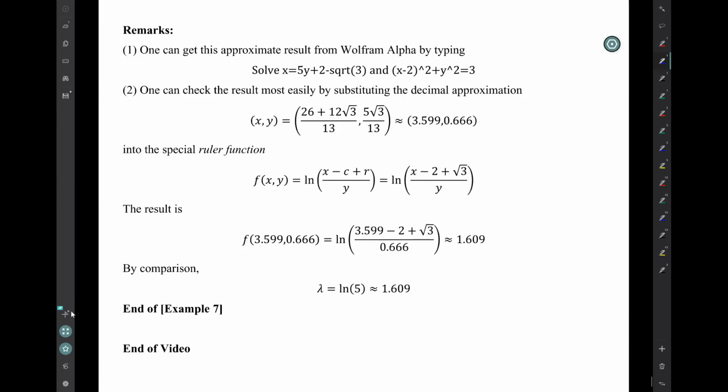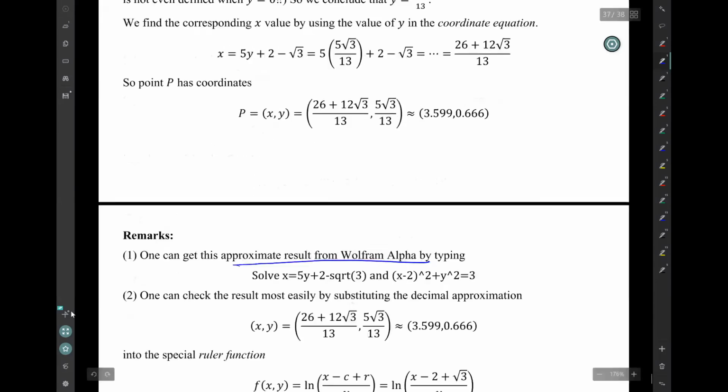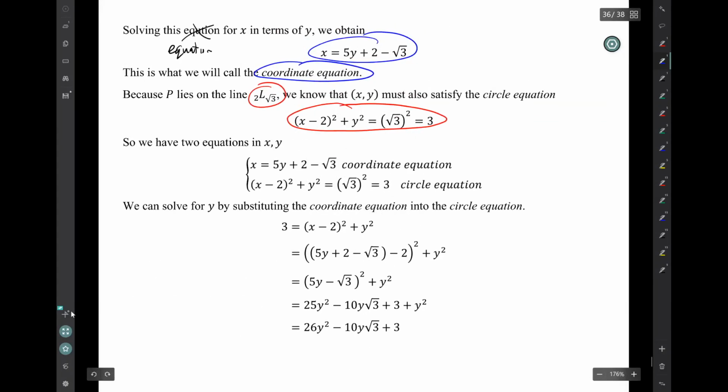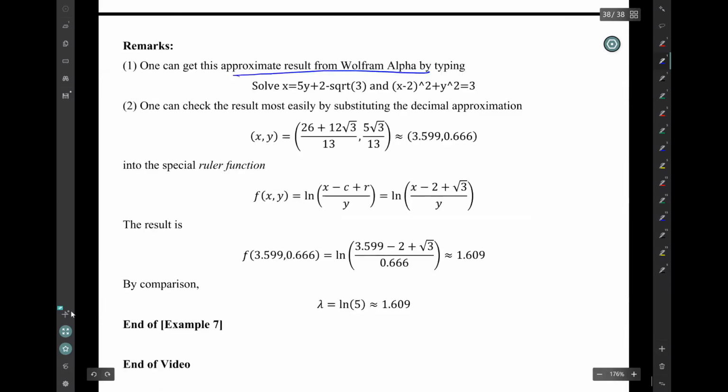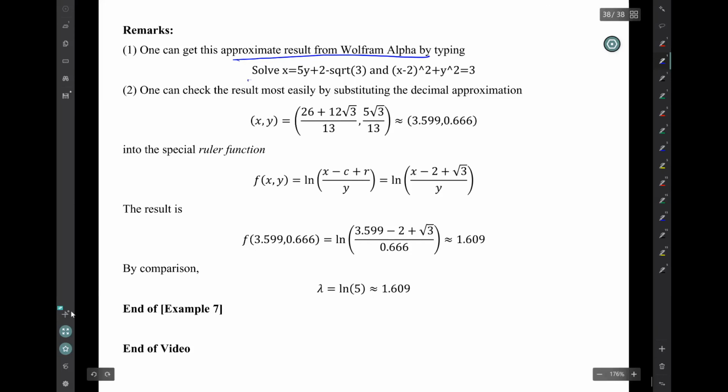Now, you can also get this from Wolfram Alpha. You can tell Wolfram to solve these two equations. You say solve that and that. It's actually that simple. So you tell Wolfram to solve that equation and that equation. You just type all that stuff in on one line, and Wolfram gives you this result.